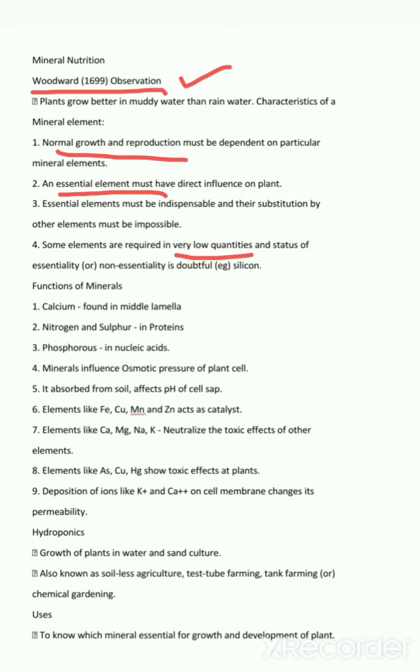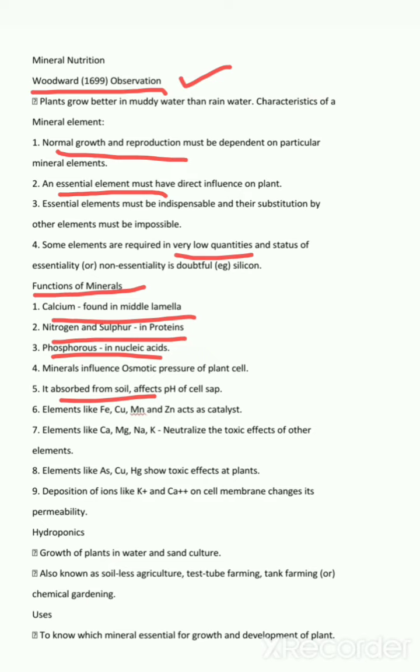The functions of minerals are given here. Calcium is found in the middle lamella, nitrogen and sulfur are found in proteins, and phosphorus you can see in nucleic acid. These minerals also influence the osmotic pressure of the plant. Osmosis is the movement of the solvent from the higher concentration to the lower concentration, and it is also based on the presence of these minerals. So it influences the osmotic pressure of the plant in the intake of the solvent, which is well absorbed in the soil, and also affects the pH of the cell sap.